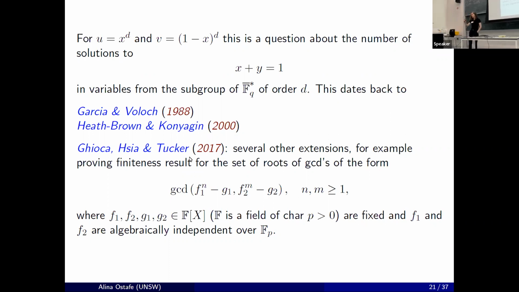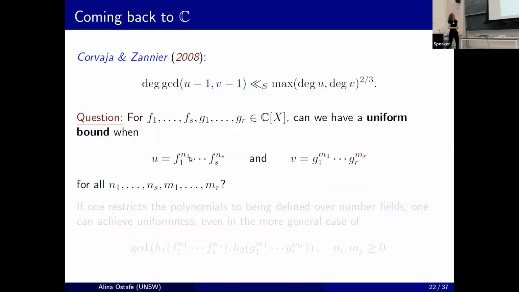So this is the case of finite fields. And now I come back to characteristic 0. So again, Corvaja and Zannier proved that the degree of the GCD of u minus 1 and v minus 1 is at most the maximum of the degree of u.